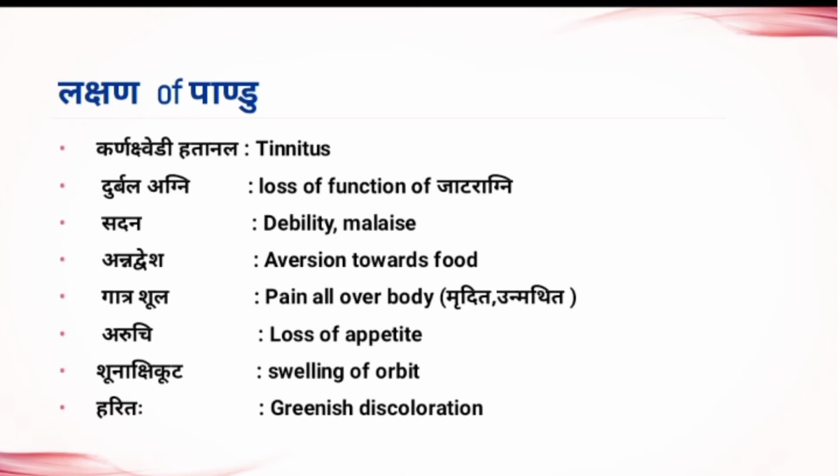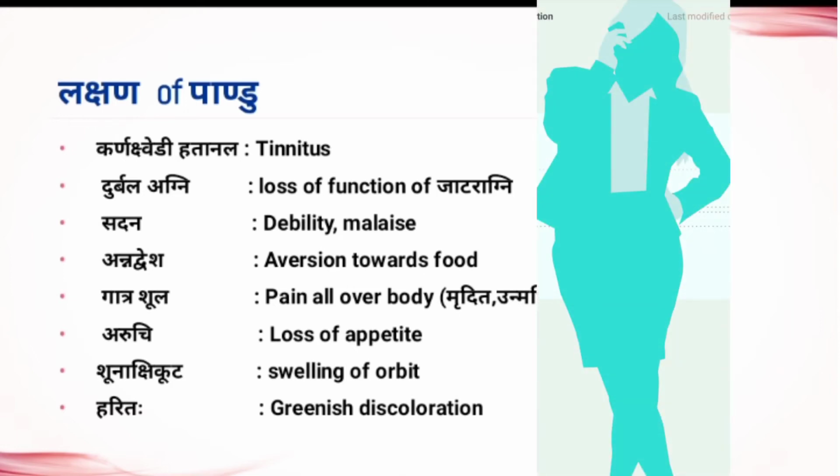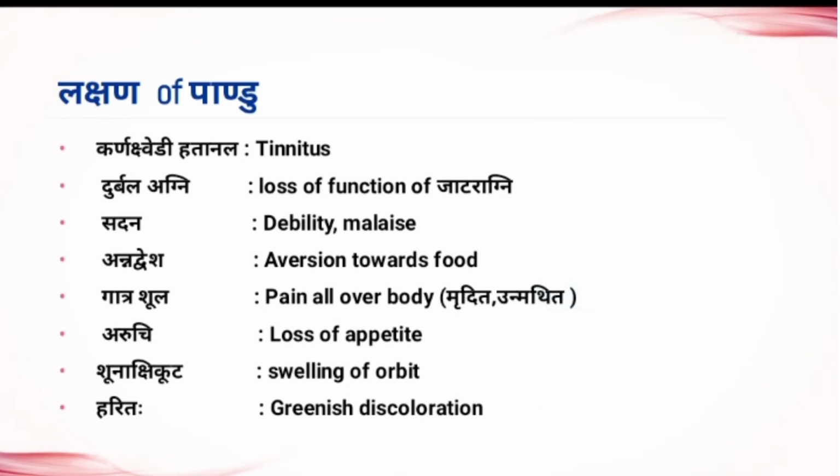Aruchi, the loss of appetite will be there. Shunakshi kota, swelling of the orbit will be there. Haritaha, that is greenish discoloration of his eyes, nails and body. And an easy factor to identify anemia is that we need to see the capillary refilling time, as the person will be very pale and the blood will be in a decreased amount. We can easily diagnose that.